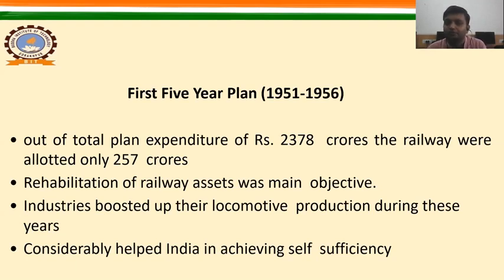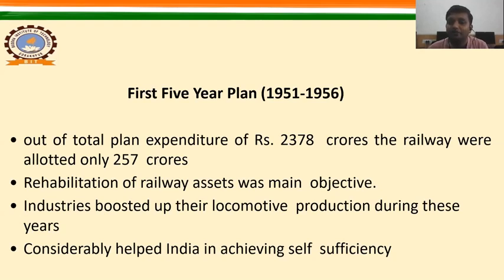So in the first five-year plan, which was between 1951 and 1956, the first point was that out of the total planned expenditure of 2,378 crore, the railways were allotted 257 crore. So the budget of our country was 2,378 crore, and among that, 257 crore was allotted for the railways.